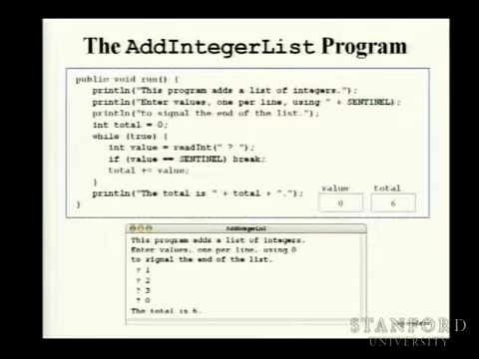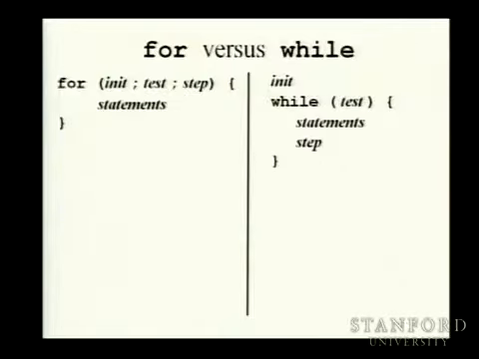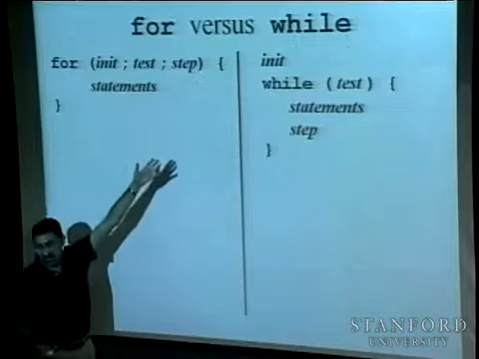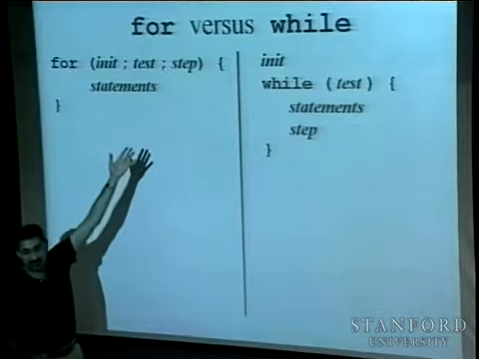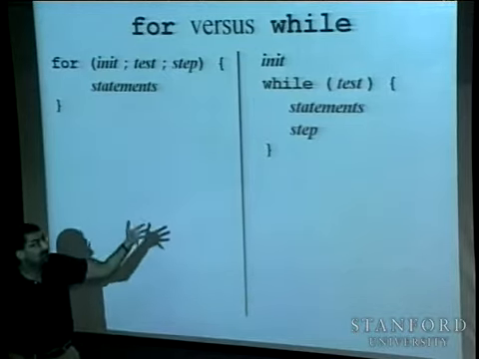Now, in terms of doing all this stuff, you might think, well, hey, Mehran, you showed me about the for loop last time. You showed me about the while loop. It turns out I can write the same loop in equivalent ways using both of them. So remember, the for has the initialization, the test, and the step. The initialization happens once. Then the test happens every time through the loop. And then the step happens every time at the end of the loop.